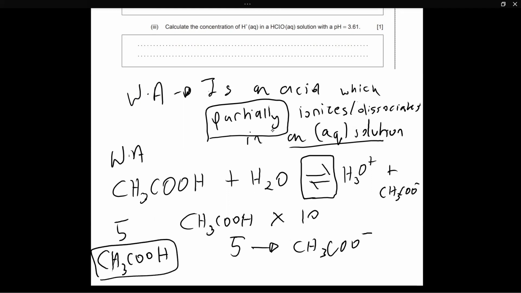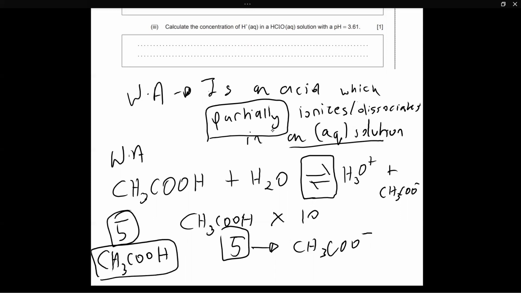This is a weak acid. It doesn't want to dissociate, and consequently, it doesn't. 5 of them don't, 5 of them do. So you could say they're partially dissociated, right? Not all of them have dissociated or broken apart. And that is exactly what the definition also says. It's an acid which partially ionizes or dissociates in an aqueous solution.